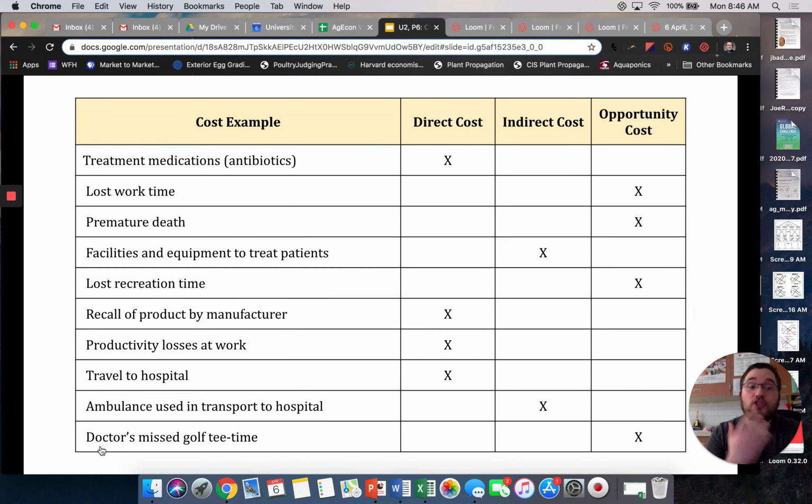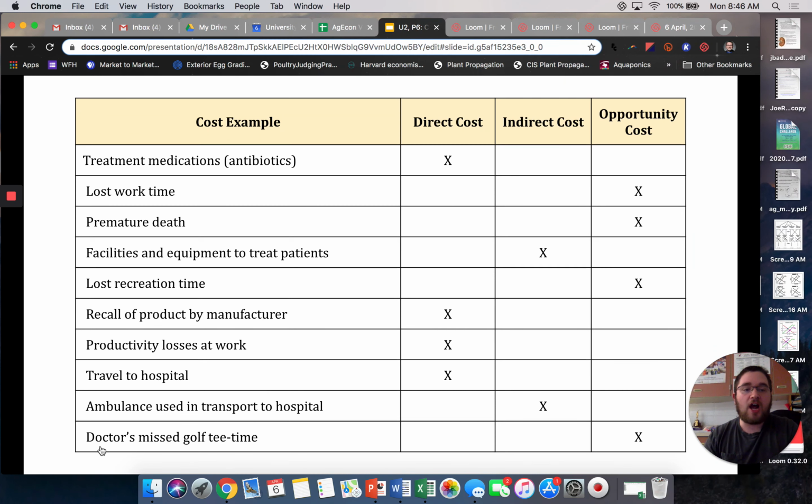Indirect costs, on the other hand, are the facilities and equipment used to treat the patients and the ambulance used to transport to the hospital, because these are things that are incurred indirectly. We still need them, but they are incurred indirectly.